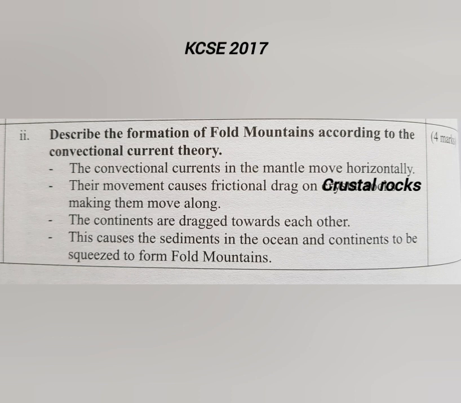So we have convectional currents in the upper mantle that are moving horizontally towards each other, and they usually cause a frictional drag on the oceanic crust as well as the crustal rocks. So they make them move along. So this drag causes the continents to move towards each other, and in the process, the sediments that are in the ocean between the continents are usually squeezed into folds, forming fold mountains.